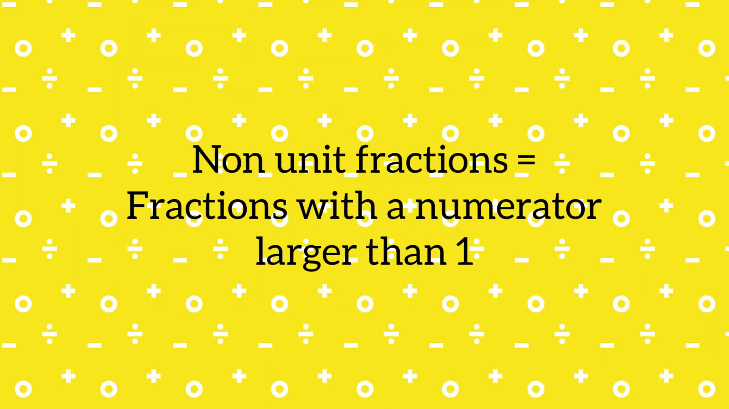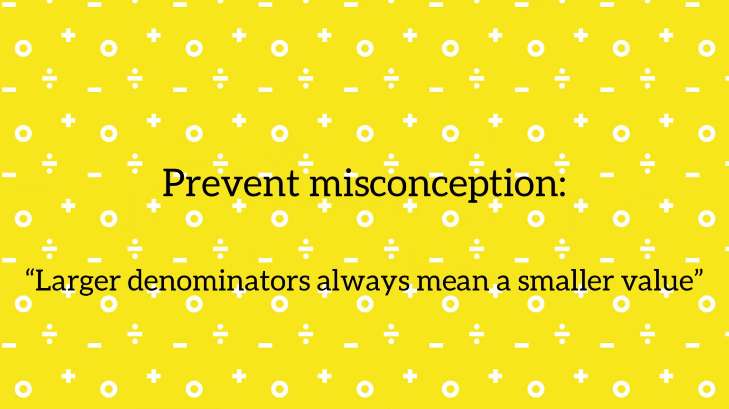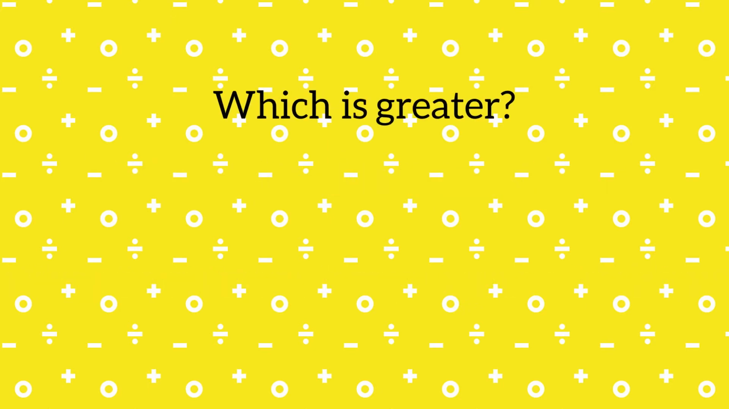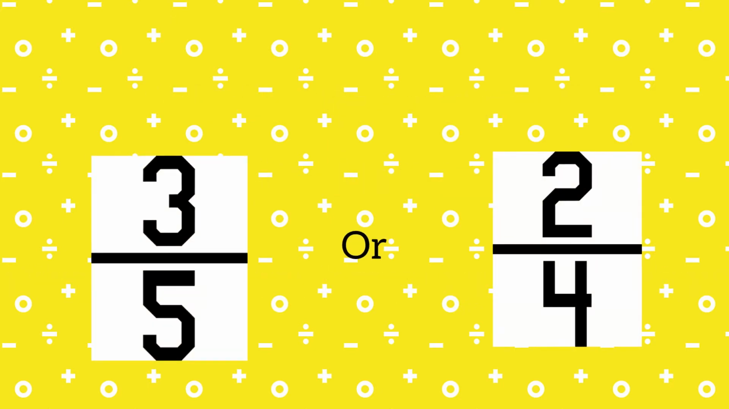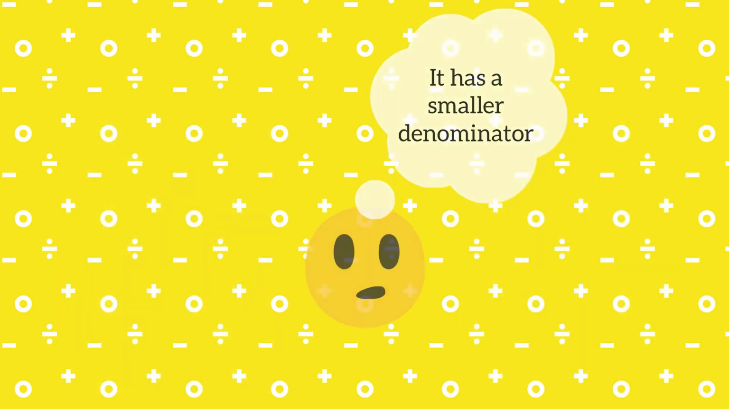This same strategy can also be used to compare non-unit fractions and prevent the misconception larger denominators always mean smaller values from evolving. For example, when asked which is greater, 3/5 or 2/4, they reply 2/4 because it has a smaller denominator. Using the fraction blocks to compare non-unit fractions can help prevent this from occurring.